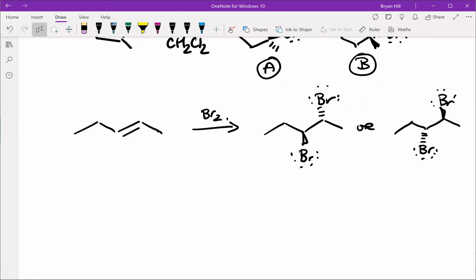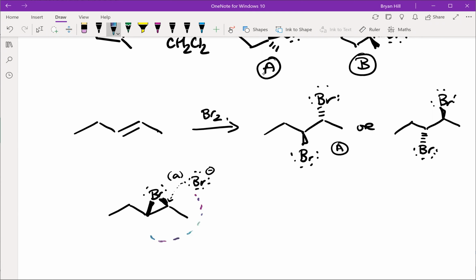And the intermediate here, if you don't believe me, would be, if we want to draw this bromonium ion, I like drawing them up for some reason. And then the bromide would come in and attack from the opposite side. So if it attacks this carbon, you would get product A. This would be the A route. And if you attacked over here, B, this would be B over here. And then this would go up. So the key point to the bromination reaction is that the two bromines are on opposite sides.